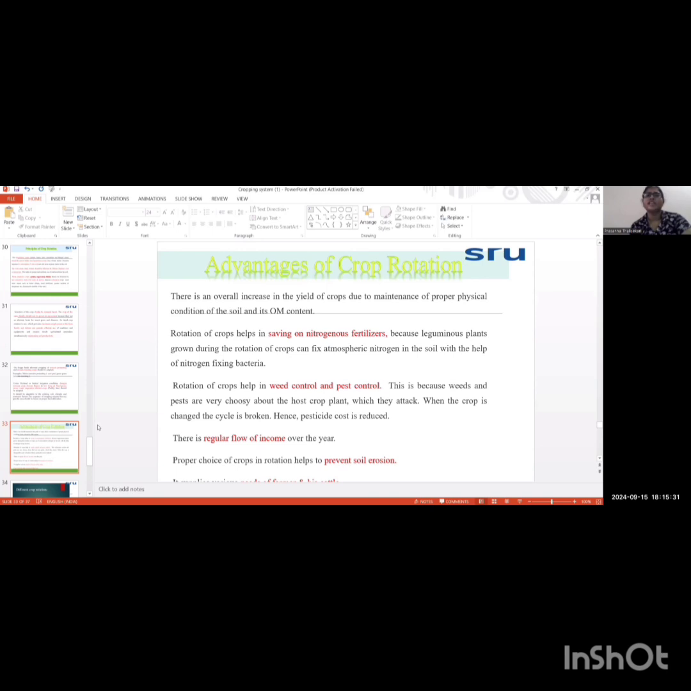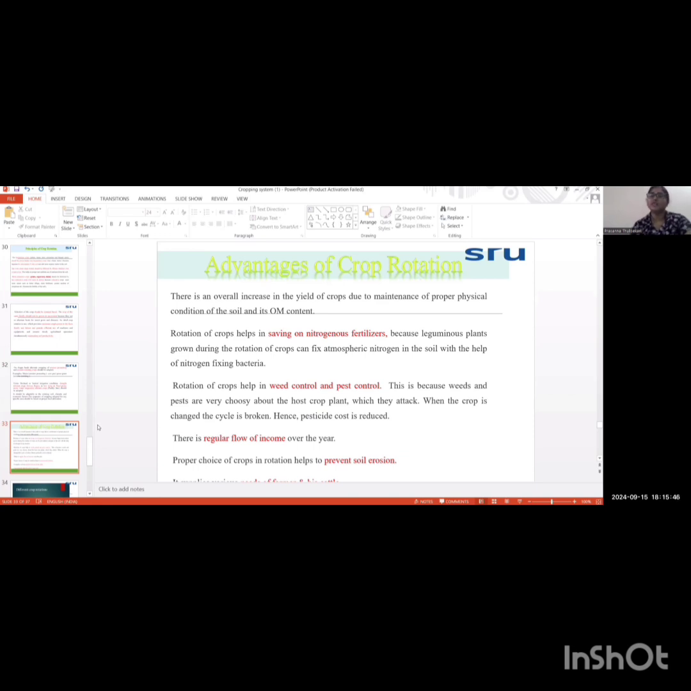And also rotation helps in weed control and pest control because weeds and pests are very choosy about the crop land which they attack. When the crop is changed, then the cycle is broken. So hence pesticide cost is also reduced.